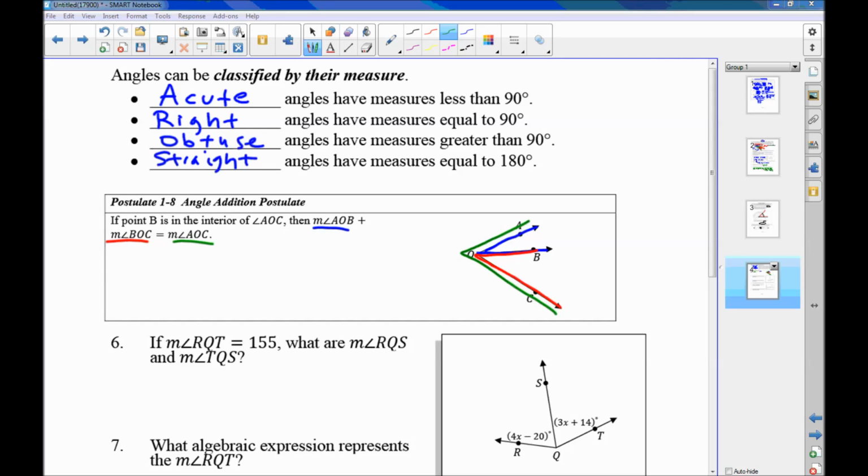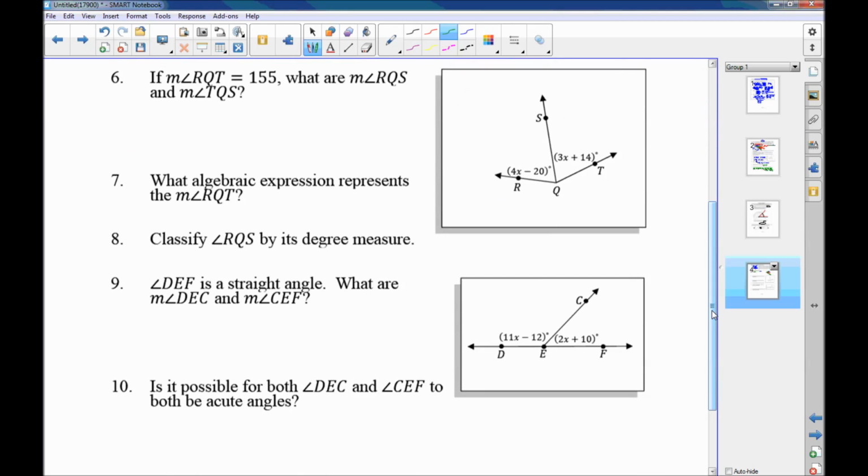So we can use that to solve questions, and we make them algebraic, so it gets a little harder. The measure of angle RQT is 155. So RQT is our big one, and we know that whole thing is 155. What is the measure of RQS and of TQS? All right, so I know that RQS plus TQS should equal RQT. And that's the angle addition postulate. The two small ones should add up to the big one. I know the big one's 155.